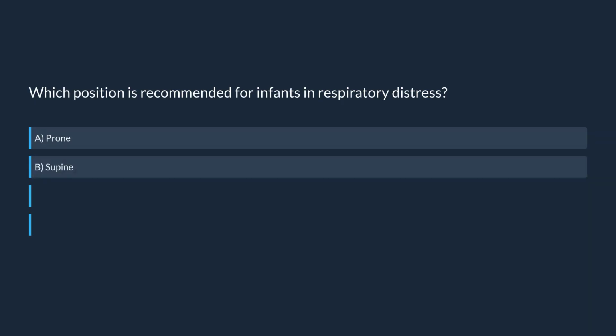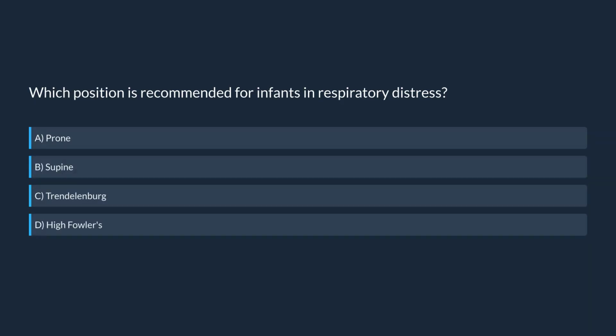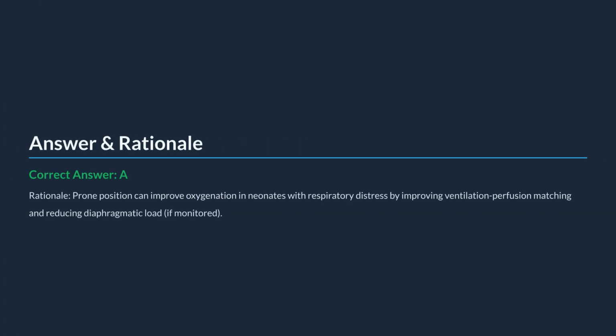Which position is recommended for infants in respiratory distress? Is it prone, supine, Trendelenburg, or high Fowler's? The correct answer is A. Prone position can improve oxygenation in neonates with respiratory distress by improving ventilation perfusion matching if monitored.